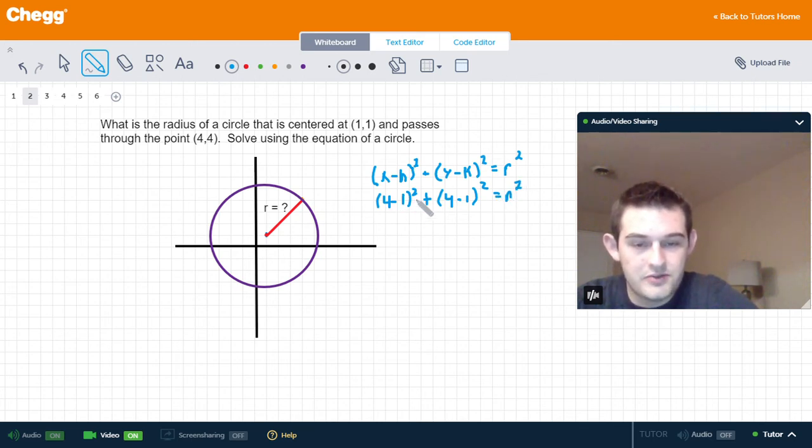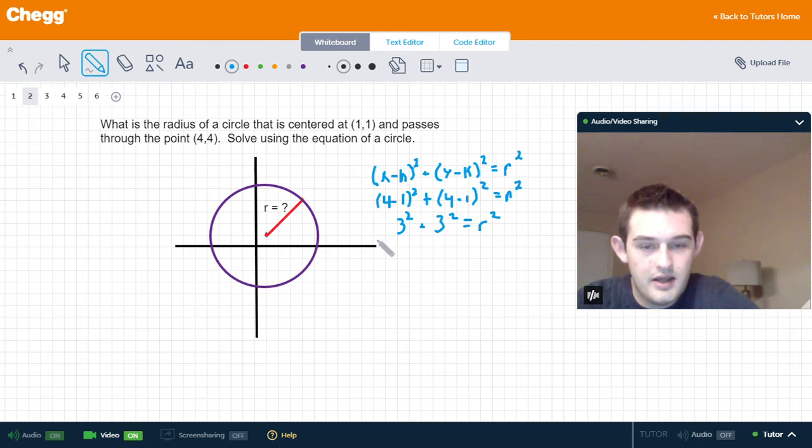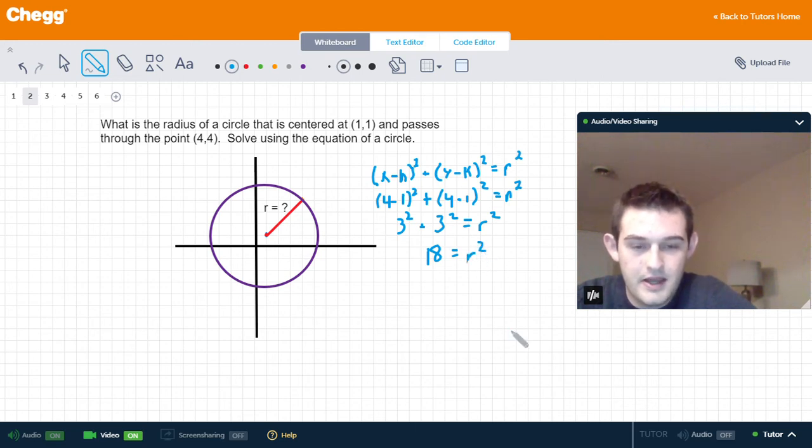4 minus 1 is 3, so 3 squared plus 3 squared is equal to r squared. 3 squared plus 3 squared, that's 9 plus 9, or 18, is equal to r squared. And so I take the square root of both sides, and so r is equal to the square root of 18. Okay, or I could rewrite that by this little factoring tree.